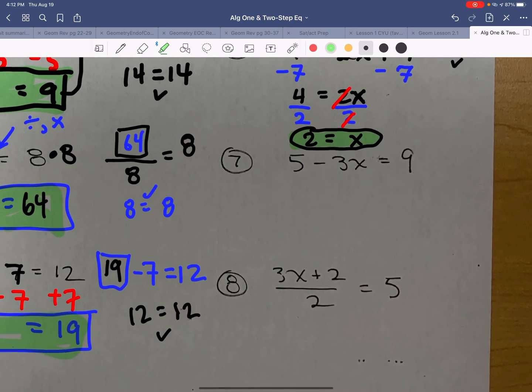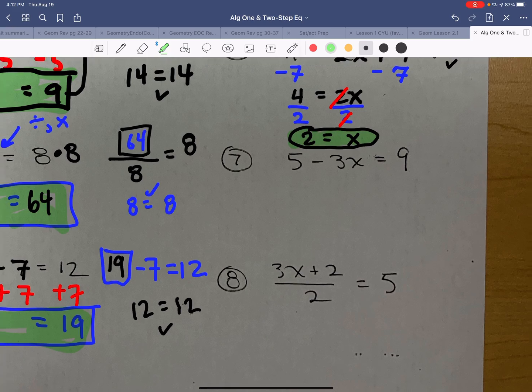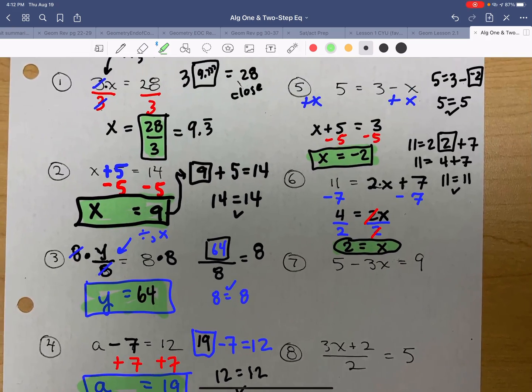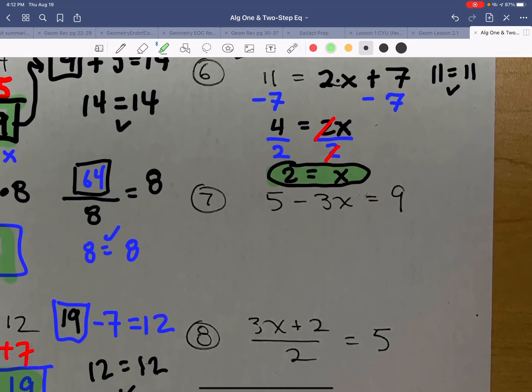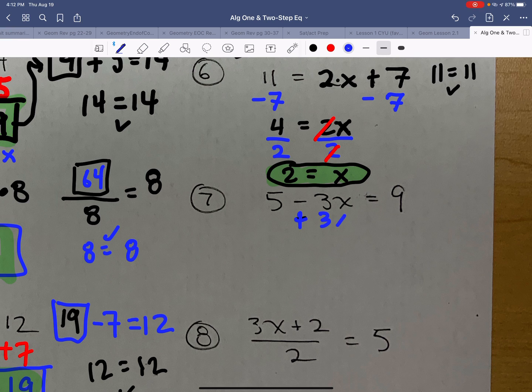All right, question number 7. Kind of what happened a minute ago with question number 5. They were subtracting the x, and we don't like that. We want to add it, right? So if I add 3x to both sides, this will make question 7 look a lot more like question number 6. Right now, I should be able to solve this.